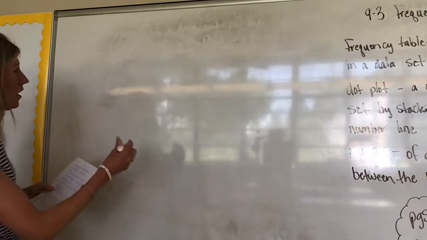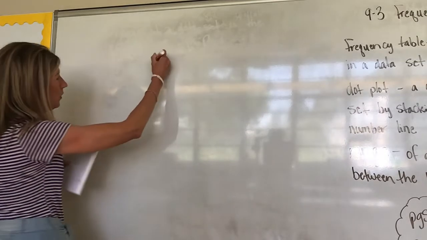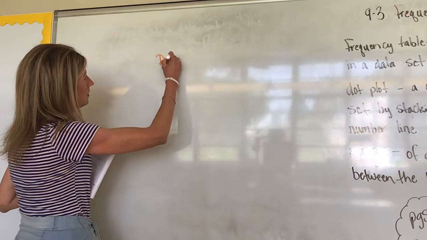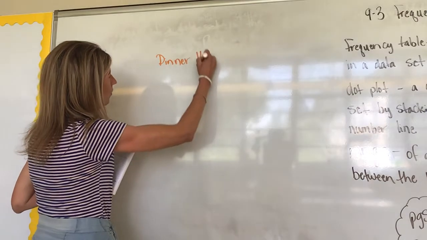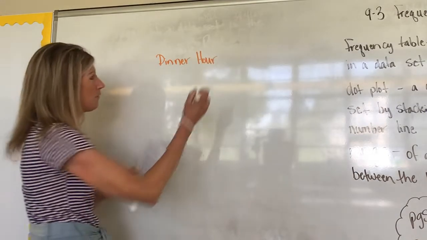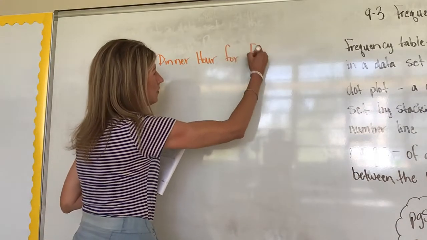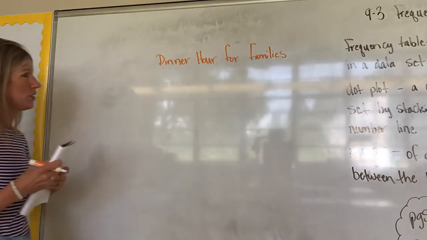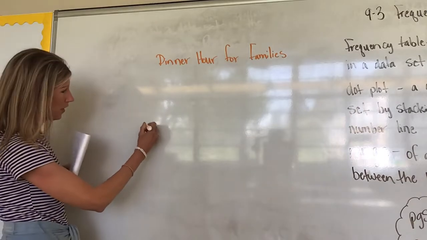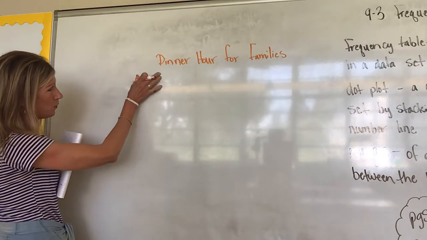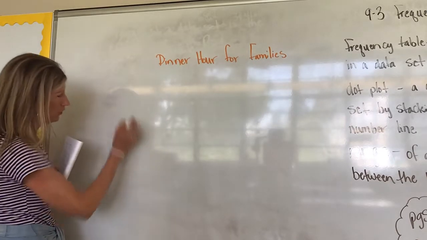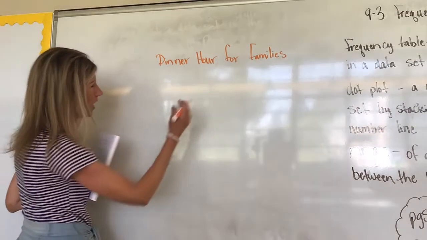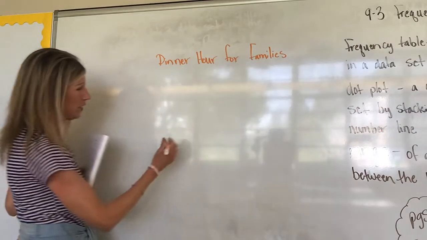Okay, so now let's say we're going to find out the dinner hour for families. Okay, so maybe this is something we're trying to gather information on. Okay, so we want to know the dinner hour for families. Now, dot plot is this. Before we would have put like here all the different hours, and then we would have gone around and done tally marks and our frequency, right?